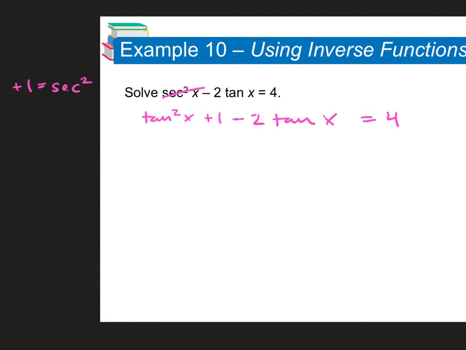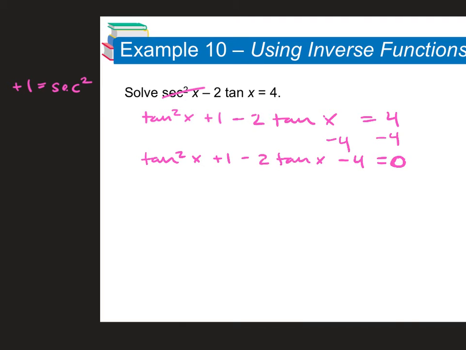We have a squared and a not squared term and a number. So what does that tell us we're going to do? Factor. So we want to get everything on one side, so we got to move that 4 over. So we're going to subtract 4 on both sides. So tangent squared x plus 1 minus 2 tangent x minus 4 is equal to 0.